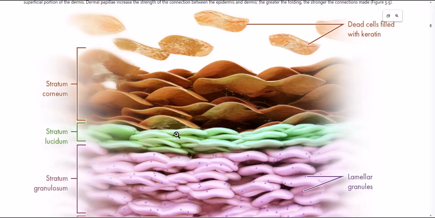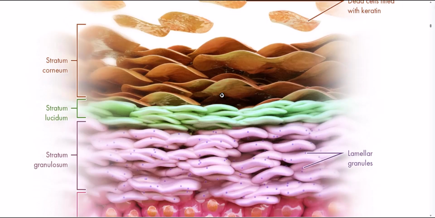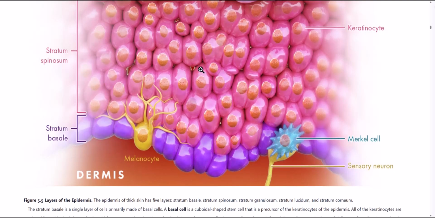As the cells move through the granulosum and to the corneum, they are also losing those desmosome structures and those hemidesmosome structures, which are holding these cells tightly together. So by the time they reach the surface, they are free to flake off, and they're no longer being held on to each other like they are down in the lower layers.